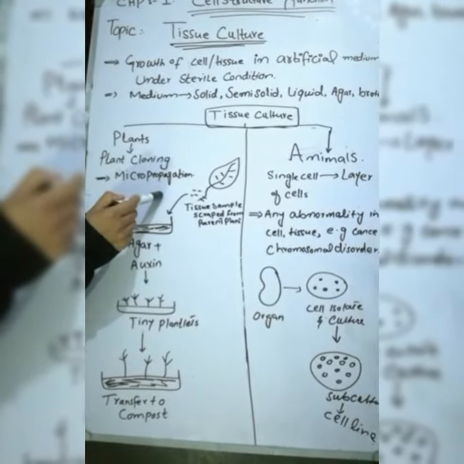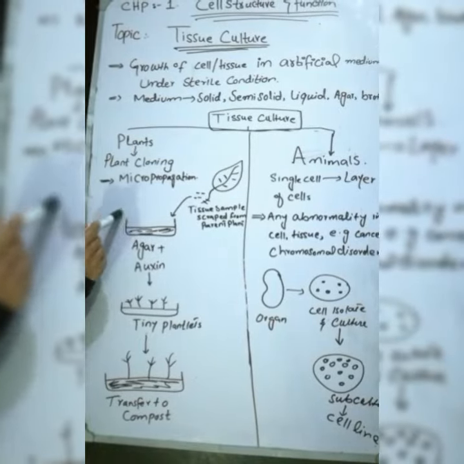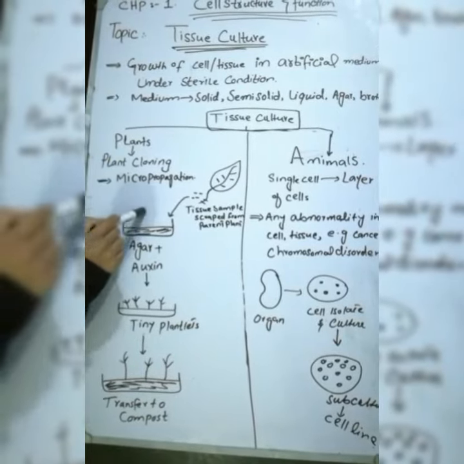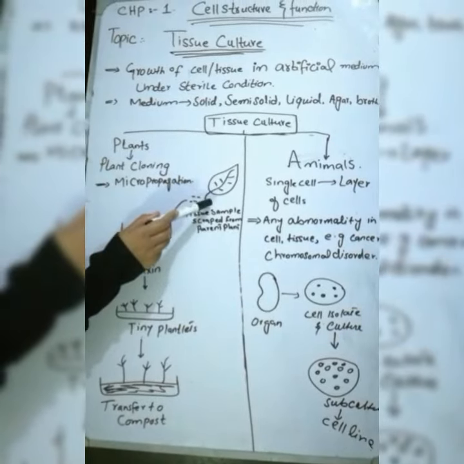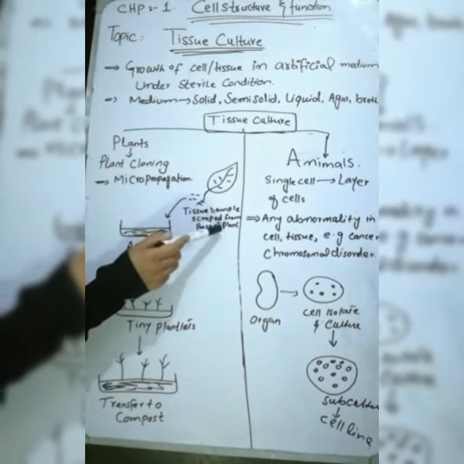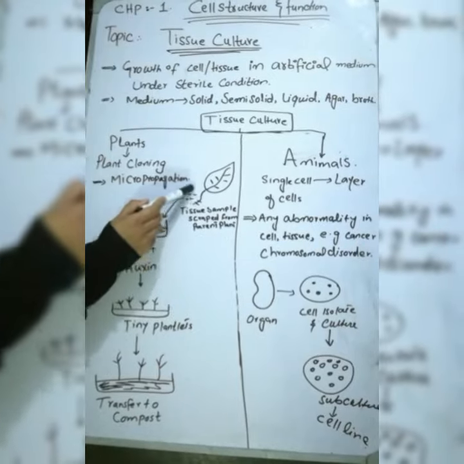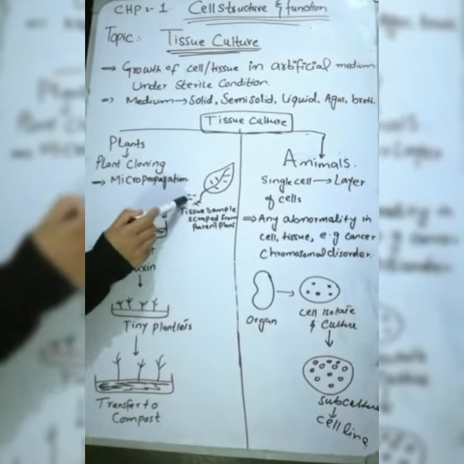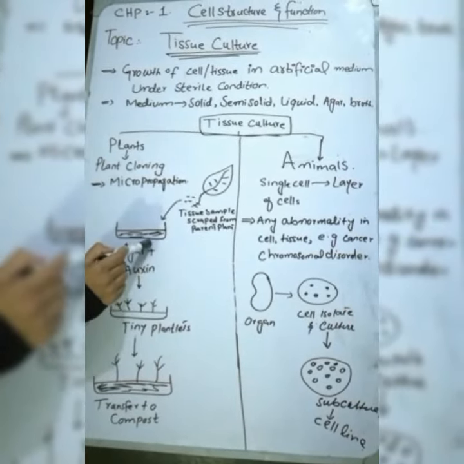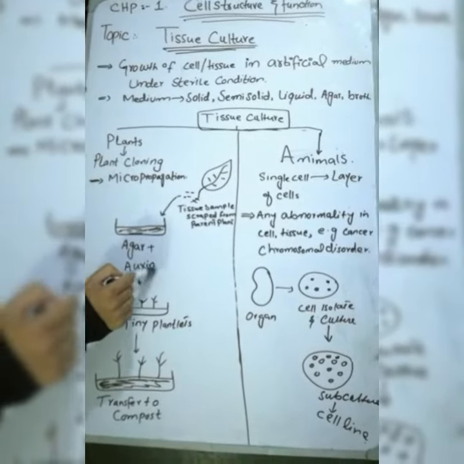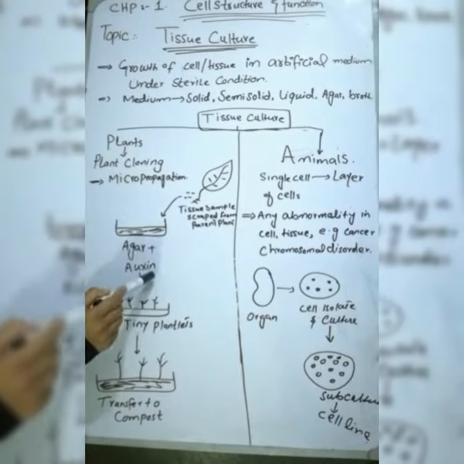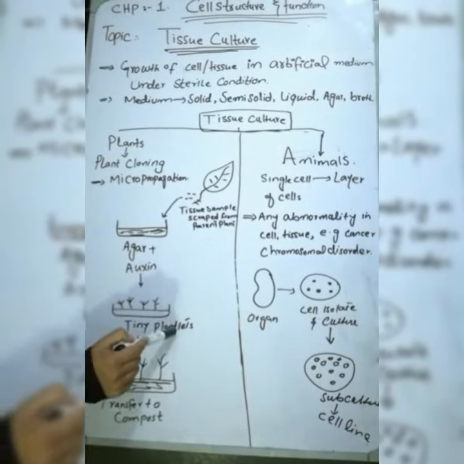diseased plant. This diagram shows us some of the important steps followed in the tissue culturing of plants. This is a sample, the tissue sample scraped from the parent plant. This sample or scraped tissue is grown in the nutrient medium, that is agar, plus oxygen is also applied. Oxygen is the growth hormone. After some time, the tiny plantlets grow.